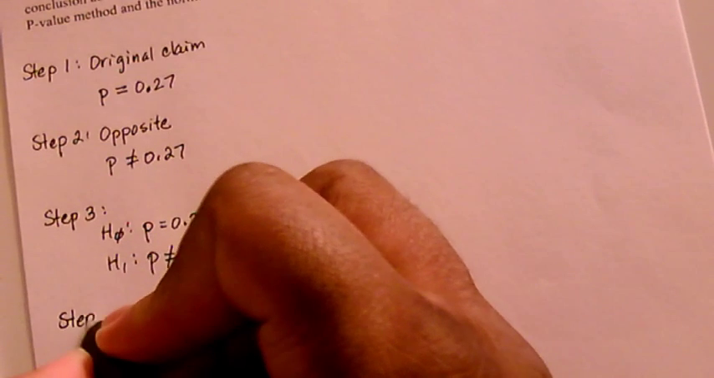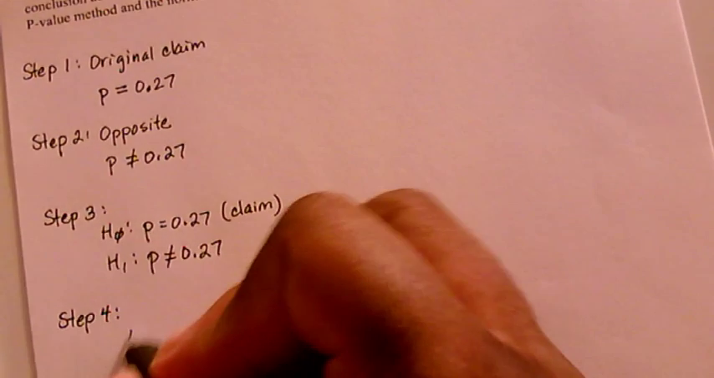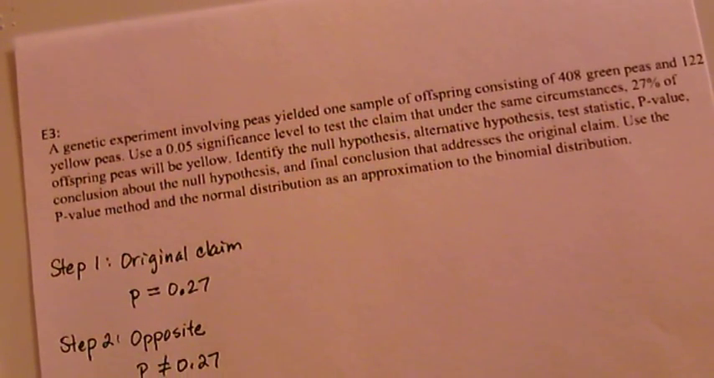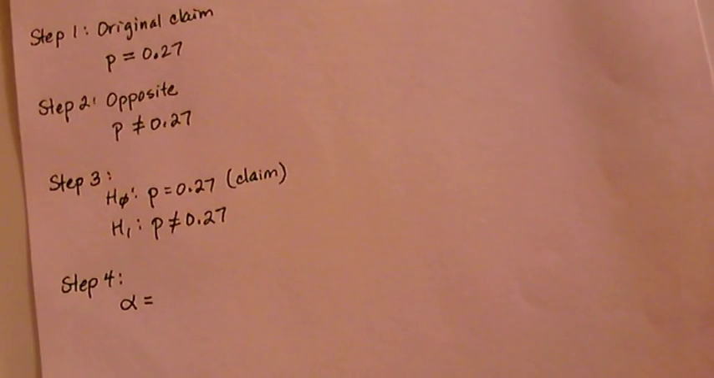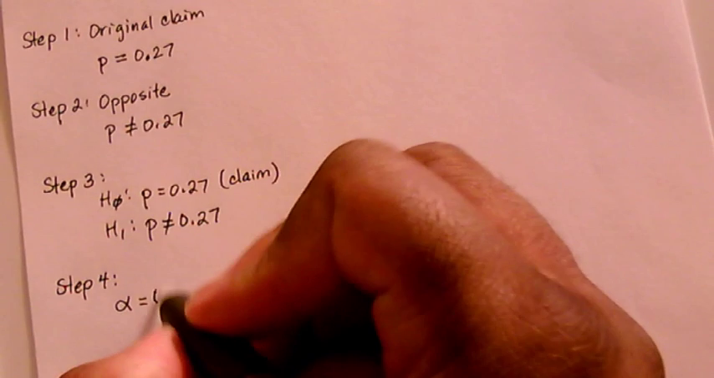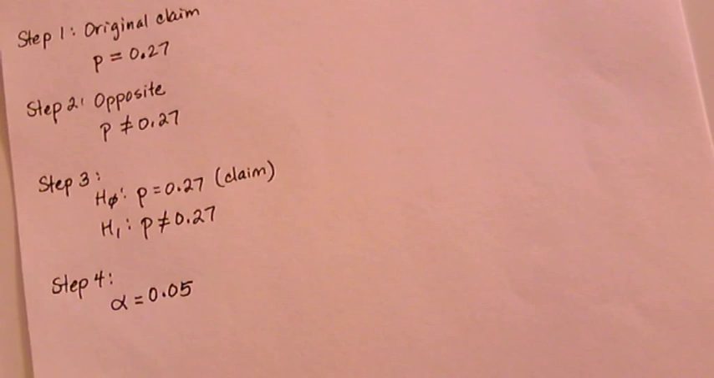Okay, that's step 3. Step number 4. We need to state the level of significance, which is your alpha level. Now going back to the problem, it says use a 0.05 significance level. So alpha is equal to 0.05. So that's step number 4 right there, alone.